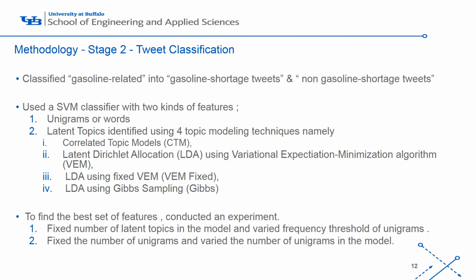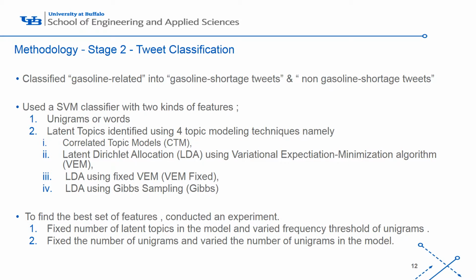In stage two, which was the tweet classification, we classified gasoline related tweets into either gasoline shortage tweets or non-gasoline shortage tweets. And we used an SVM classifier with two kinds of features. There are the unigrams of words, and the latent topics were identified using 4 topic modeling techniques, which were correlated topic models, latent Dirichlet allocation, which is LDA, using the variational expectation maximization algorithm, and then we had LDA with fixed VEM and LDA with Gibbs sampling.